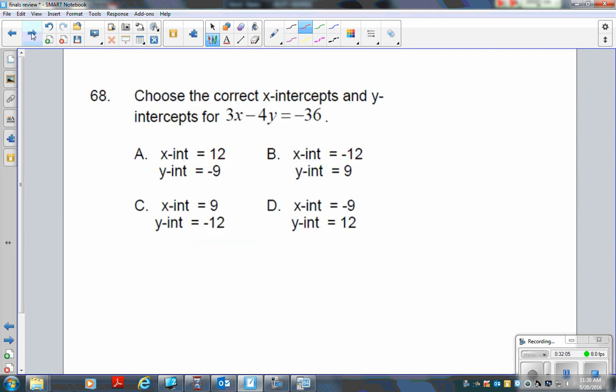All right. Again, this is where you hide 1. If you divide by 3, the x-intercept is -12. And if you scratch out the x, divide by -4, y is +9.